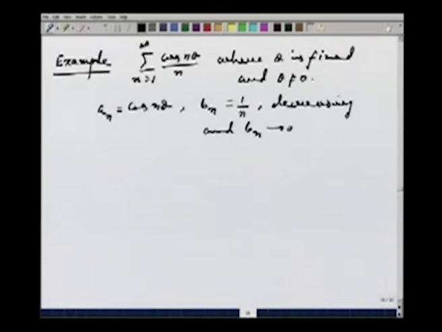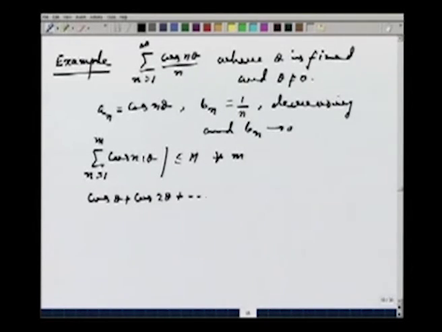Now all I need to prove is that summation n from 1 to m cosine n theta, if I look at the mod, is less than or equal to some number capital M for all m. So essentially now I am bothered about this kind of a finite sum, that is cosine theta plus cosine 2 theta plus up to cosine m theta. I want to show that this is less than or equal to capital M.